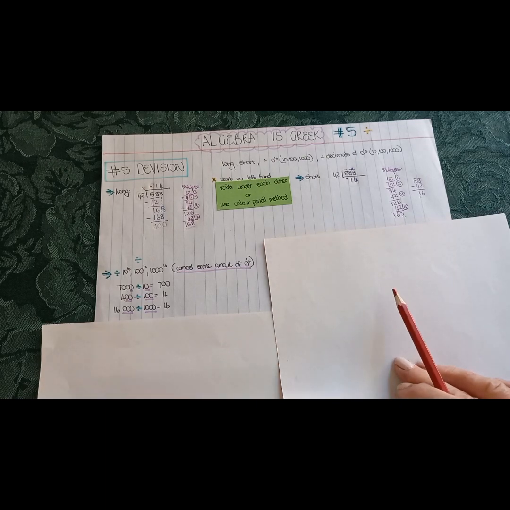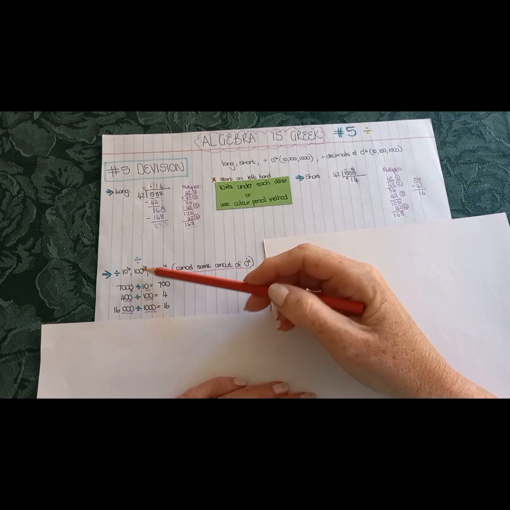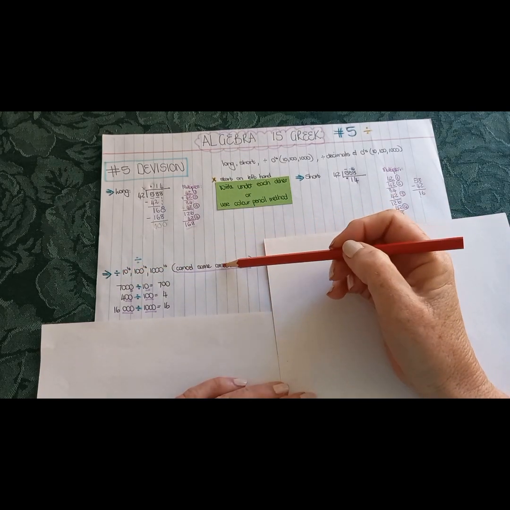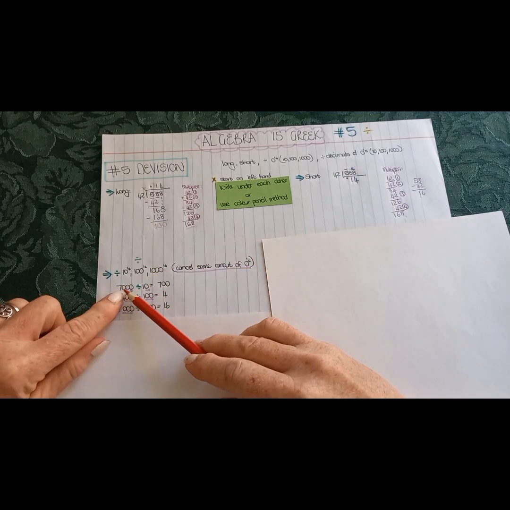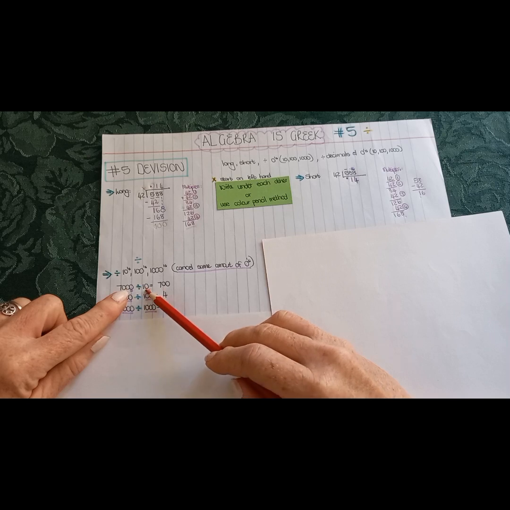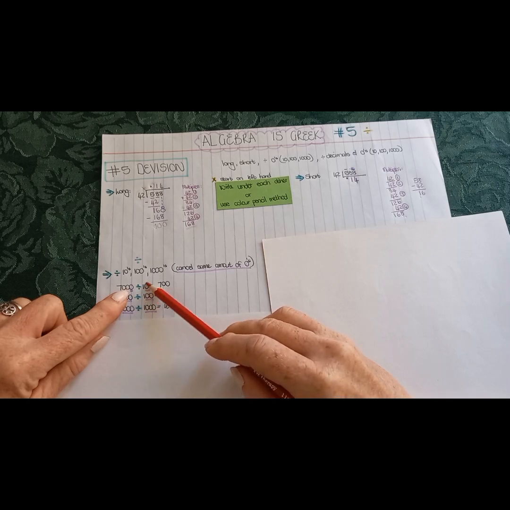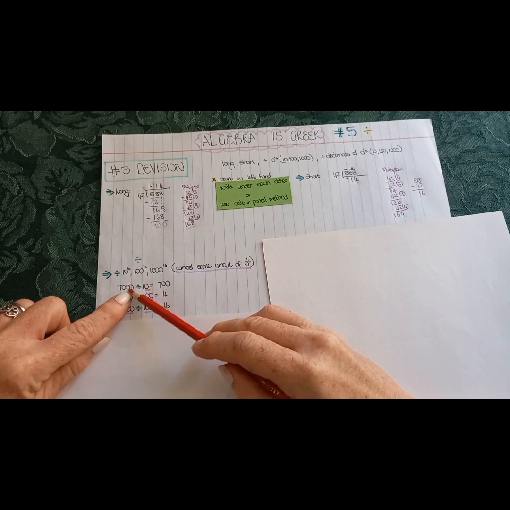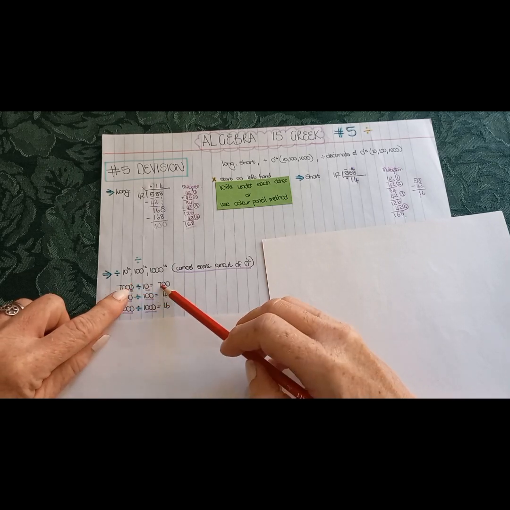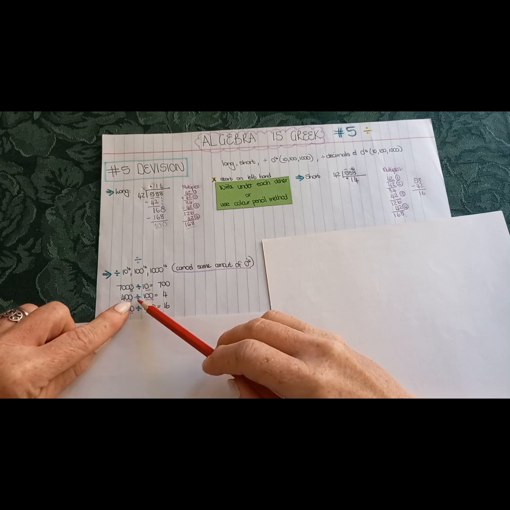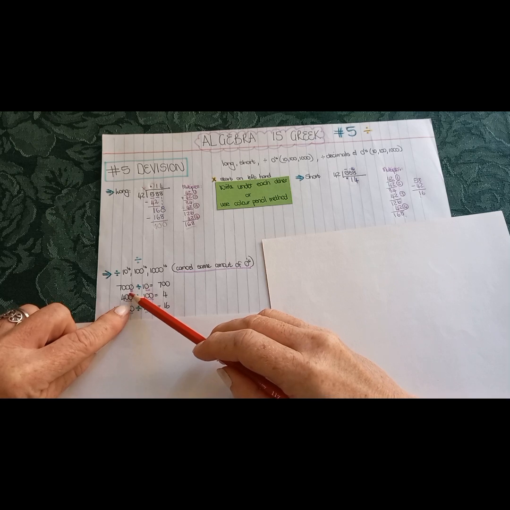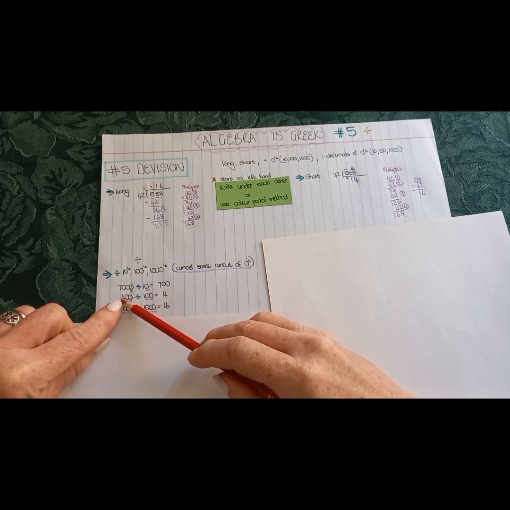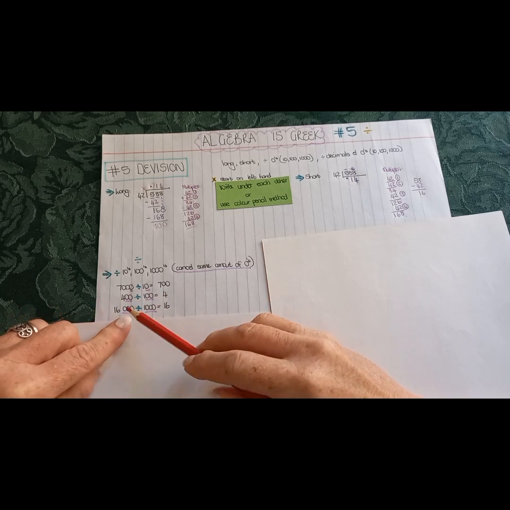Now we're going to have a look at division with zeros. If you're working with tens, hundreds, and thousands, you cancel the same amount as the zeros. Okay. 7,000 divided by 10. So we're going to take away 1 zero. So 700 is left. 400 divided by 100. 1, 2 zeros. So you take 1, 2 zeros. Only 4 is left. Okay.